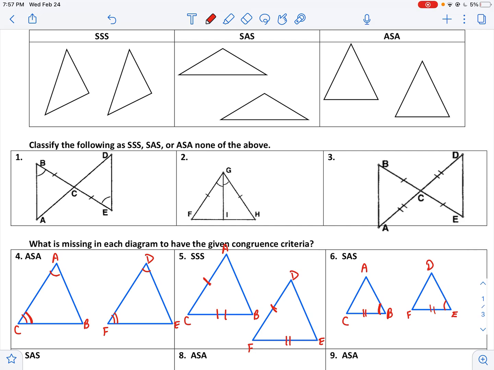So for example, side, side, side should be three pairs of sides marked as congruent. Side, angle, side: the name implies that there's an angle in between two sides. I have a side, then I have an angle, then I have another side, and that angle is right in the middle.